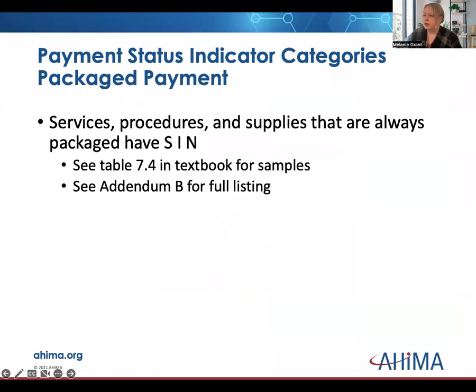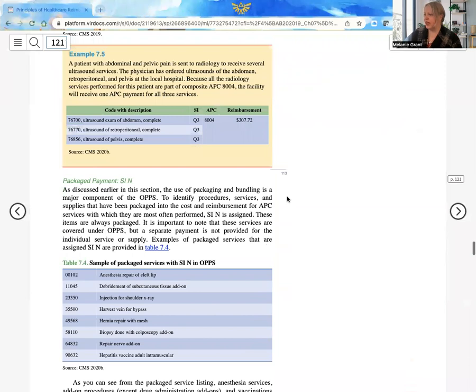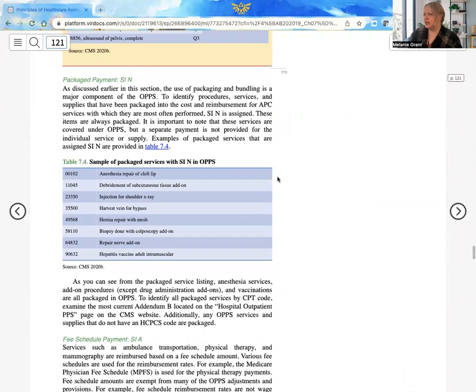Of course, there's also going to be some services, procedures, and supplies that always have a status indicator of N. So this is the next one that we'll look at. Addendum B would give a full listing. So Addendum B is something that you can pull up to find this. For us, we're going to look at some of these services here under example in the table 7.4.